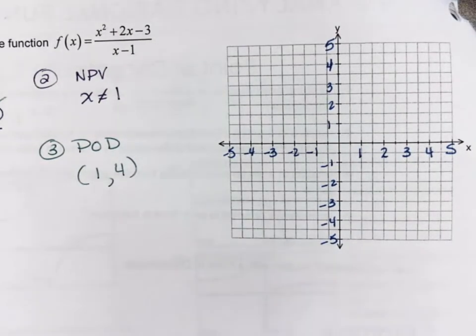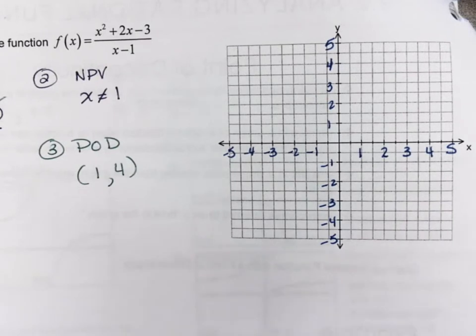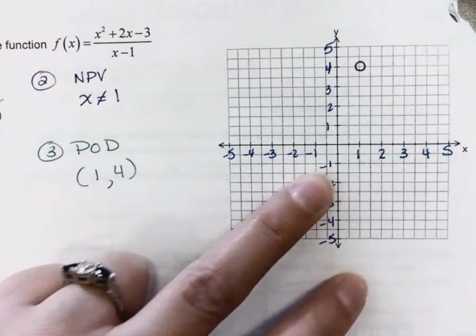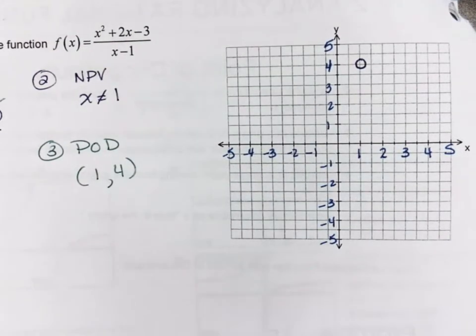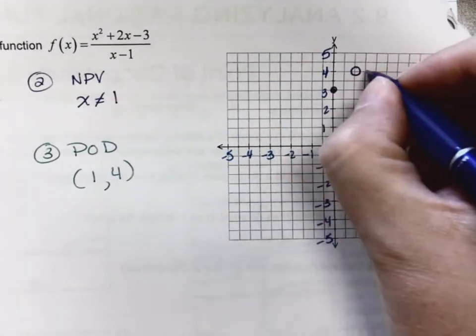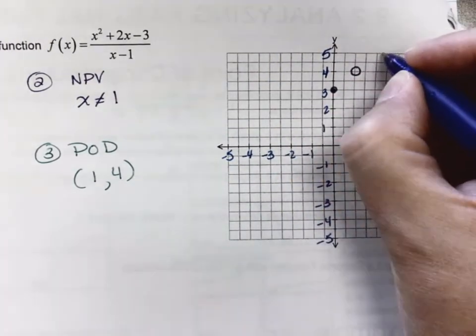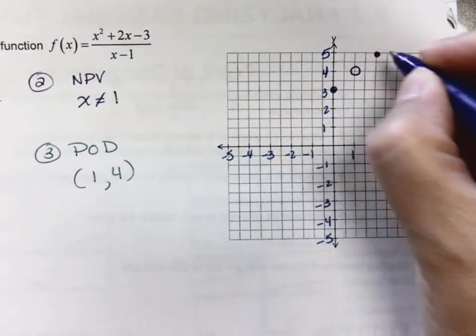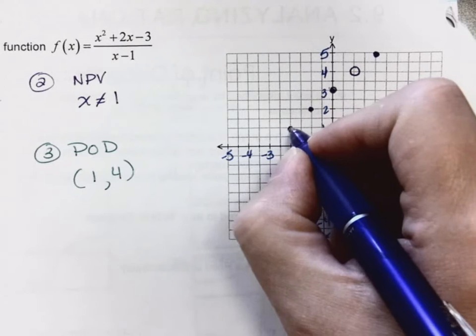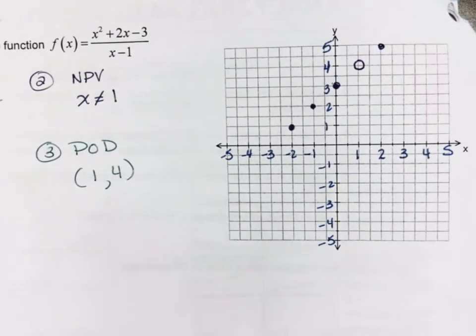Would you like to put your POD on first? Doesn't matter to me, because I always do it first just because I end up forgetting as I'm going ahead and graphing. So y-intercept at 3, up 1 over 1, up 1 over 1. I'm going to go down. All right.